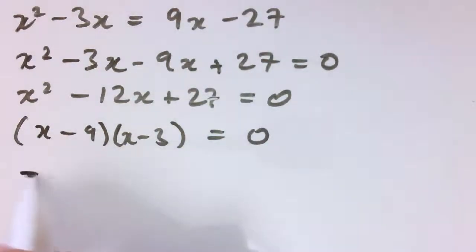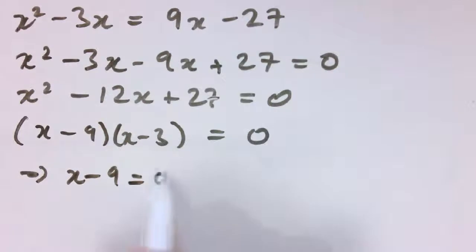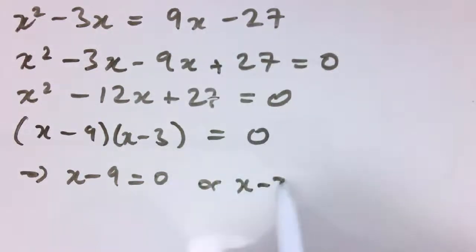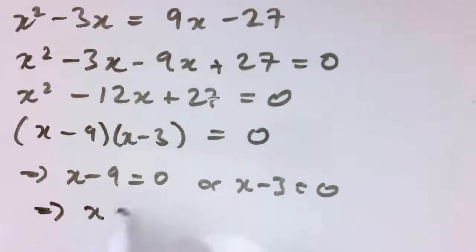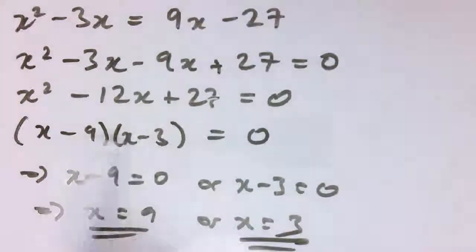So here we get either x minus 9 is 0 or x minus 3 is 0. So that means that either x is plus 9 or x is plus 3. Once you get it to this stage, really the answer is just whatever's in the bracket here with x, but change its sign. Minus 9 becomes 9, minus 3 becomes plus 3.